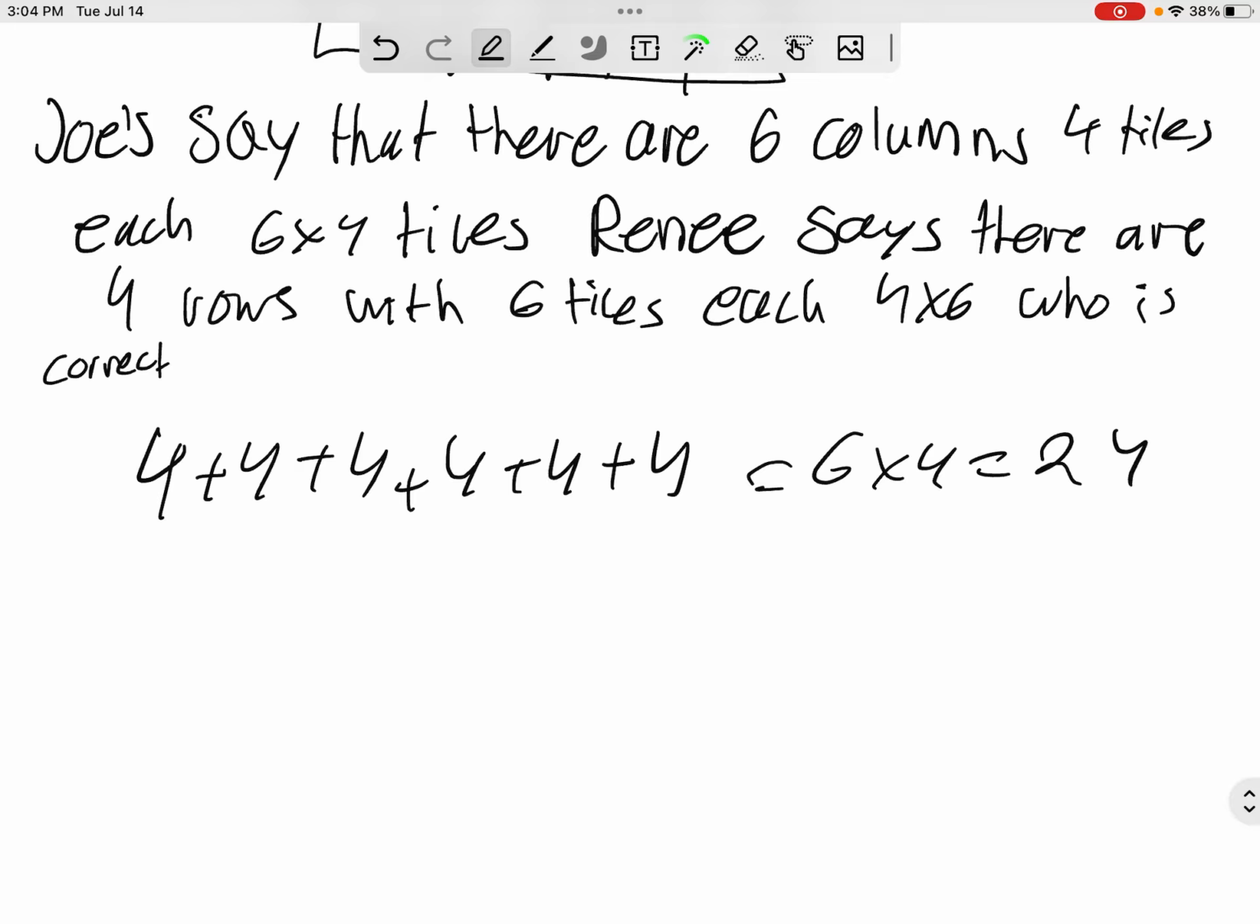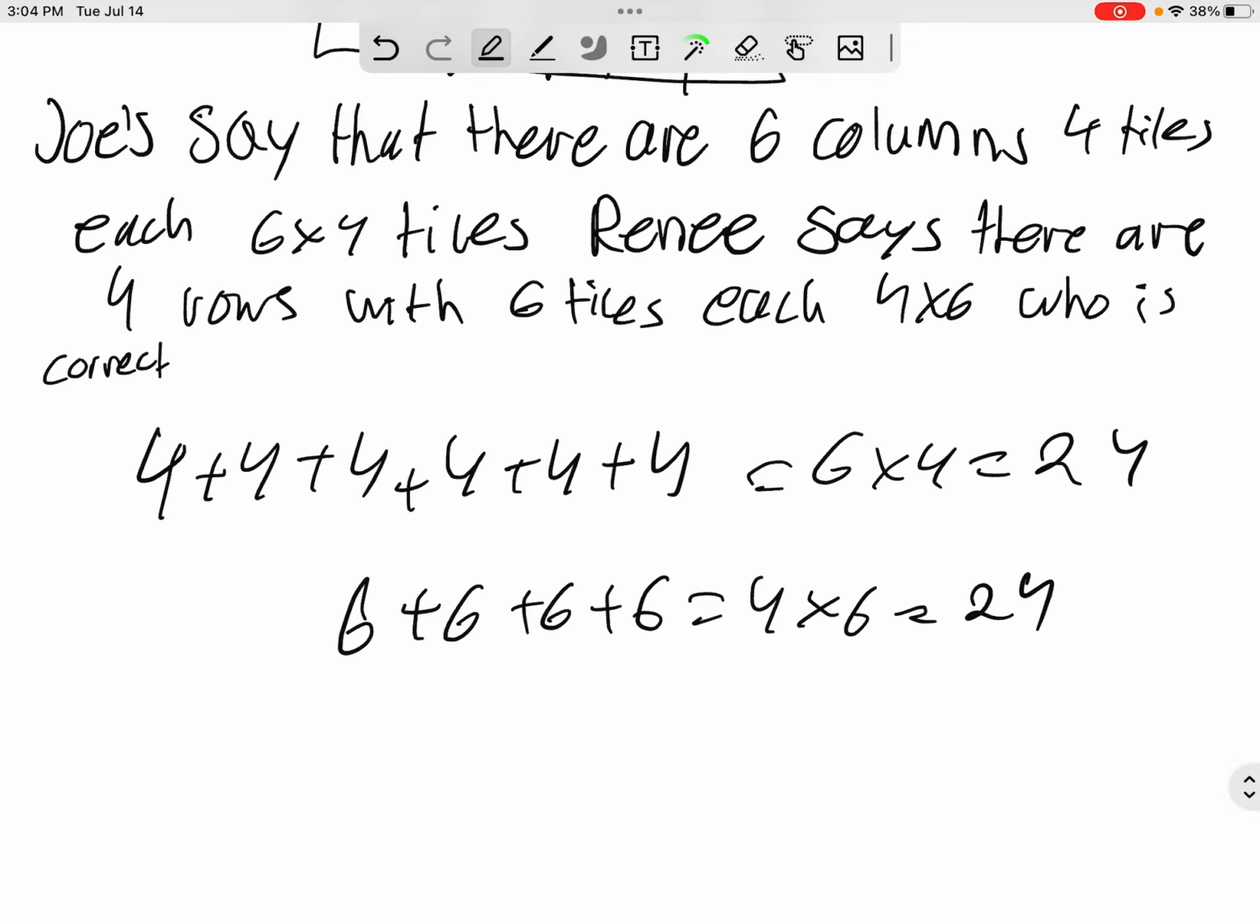And if we count by rows, we'd be having 6 plus 6 plus 6 plus 6, which is then equal to 4 times 6 equals 24. We're counting the same group of tiles in both cases, so we must get the same number. Also, as you might have guessed, we call this fact the commutative property of multiplication.